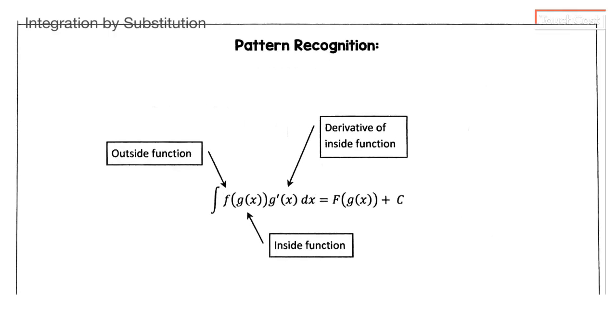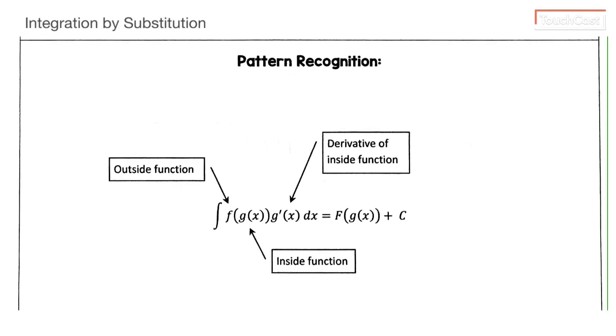So as a little recognition of a pattern, we can say that the outside function is going to be f of x, g of x is our inside function, and the derivative of our inside function is g prime of x. Really all we're going to be doing is right here on the screen. So let's look at some examples.